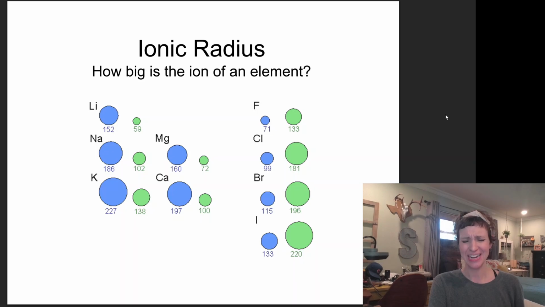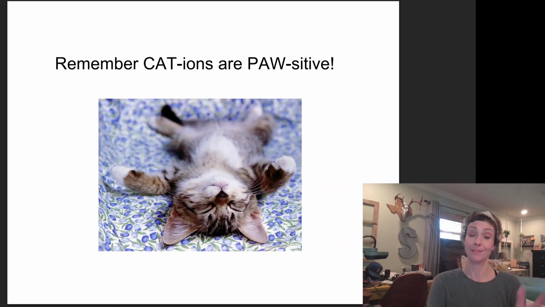Okay, let's talk about our next trend. So our next trend, I kind of like to think about it as a little subcategory trend of atomic radius. Ionic radius. We know what an ion is. An ion is an atom that has either lost electrons to become a cation, positive, or has gained electrons in order to become an anion, negative. So ionic radius is just how big the ion version is of the element. Okay. So first of all, remember cations are positive.